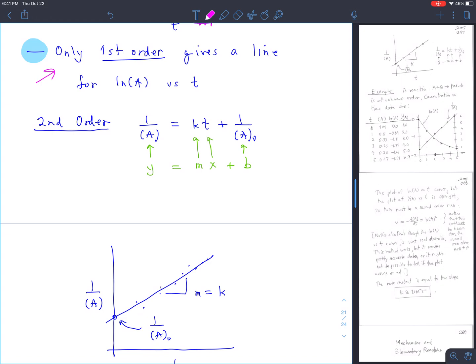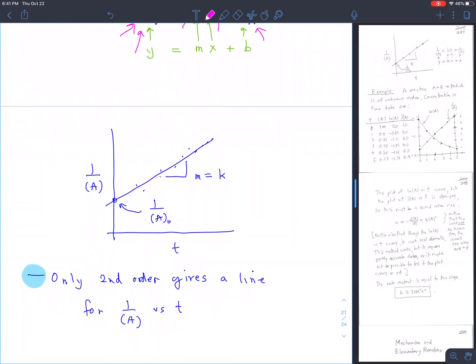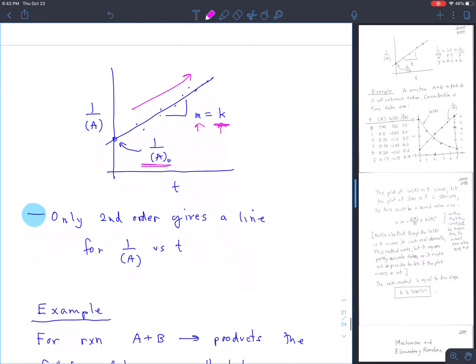For a second order, doing the same kind of thing, I have that 1 over a is equal to kt plus 1 over a0. That's another form for the integrated rate law, of course. And if I plot 1 over a on the y-axis, time on the x-axis, then the slope is k itself, and that's the intercept. So we should get a straight line that has a positive slope in this case, because k has to be positive, with the intercept equal to 1 over the initial concentration, and the slope equal to the rate constant itself. The slope just is the rate constant, nothing tricky at all about it.